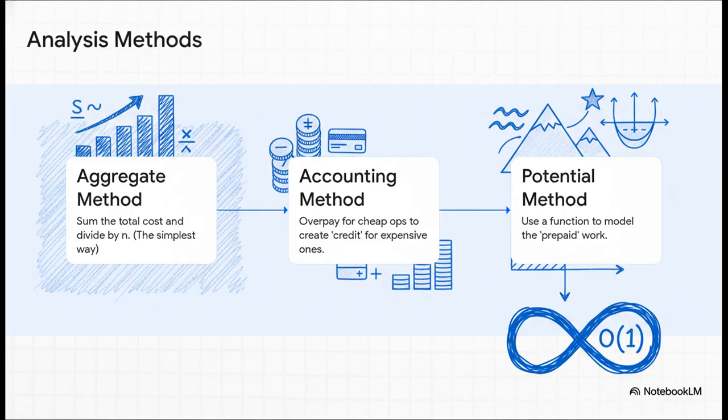Simple. Then there's the accounting method, which is like prepaying for future trouble. And finally, the potential method, which is a more formal mathematical way to do the same thing using something that acts like potential energy. All three methods get you to the same O(1) result. They just take different paths.